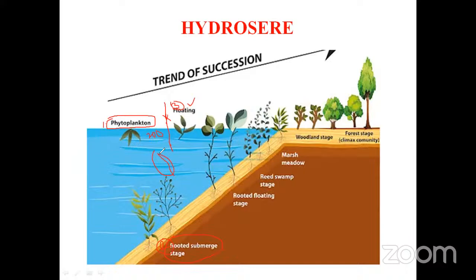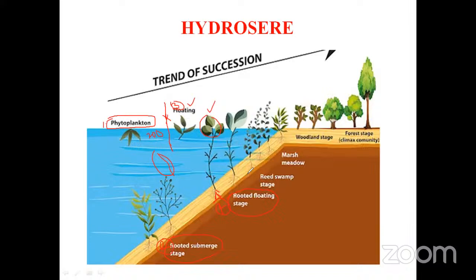And next one, actually not given here, is the rooted floating stage. That means the root is implanted inside the soil and the leaves are on the upper side. This is the next stage, so this should be the fourth stage. That means if you observe, the soil percentage and land area are increasing. That's why there is fixation to the soil.